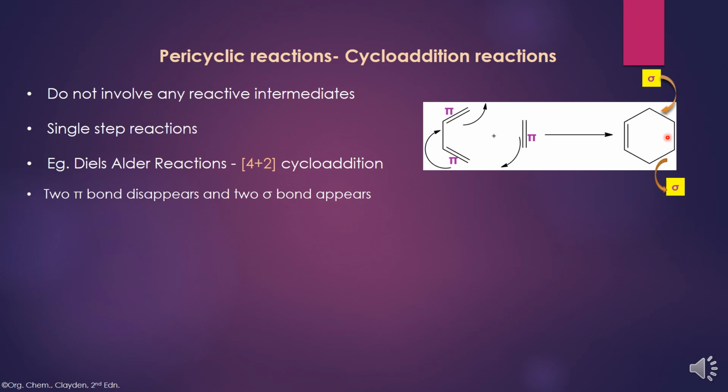The other point for the pericyclic reaction is that there occurs a simultaneous bond formation of these two sigma bonds and simultaneous bond breaking of two pi bonds. That means the pi bond disappearance and the sigma bond appearance occur in a single step. That means both phenomena occur simultaneously. That is one of the specific characteristic features of this pericyclic reaction, the cycloaddition reaction. Here we can see the simultaneous disappearance of two pi bonds and appearance of two sigma bonds.